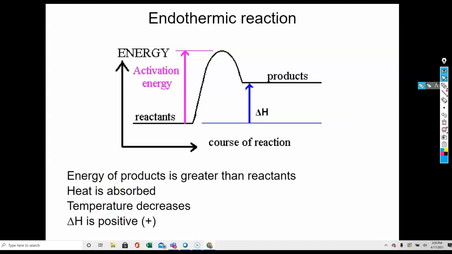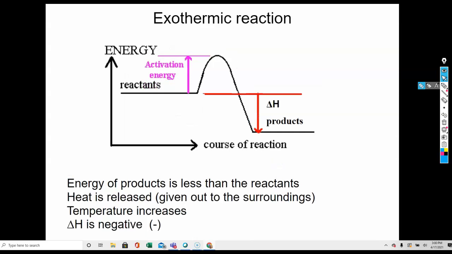I'll say that one again. Delta H, which is the difference between the products minus the reactants, is a positive number. Everything on this screen you need to add to your notes. Same thing for the exothermic reaction. All of this needs to be added to your notes.